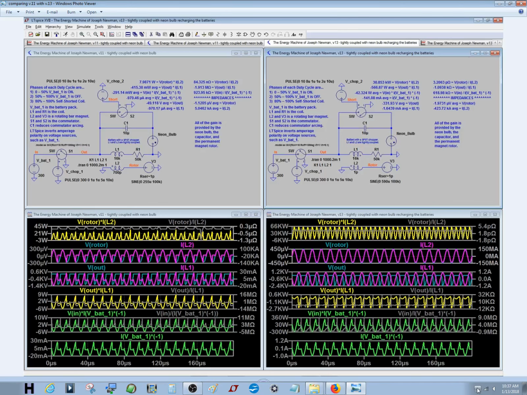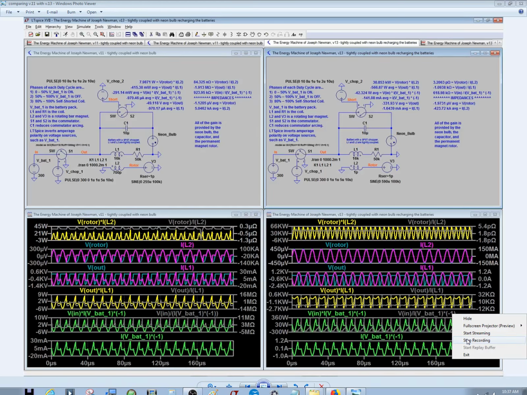Us old people, we have a hard time with this new technology. Yeah, I know. We're doing the best we can, trying to keep up with you young folk, who seem to get it right away. No problems, just right away you get it.